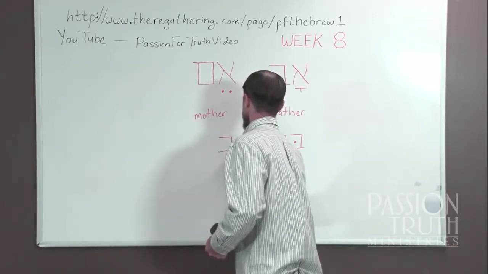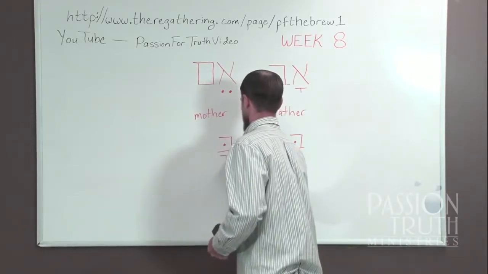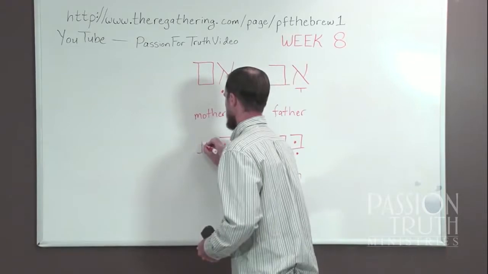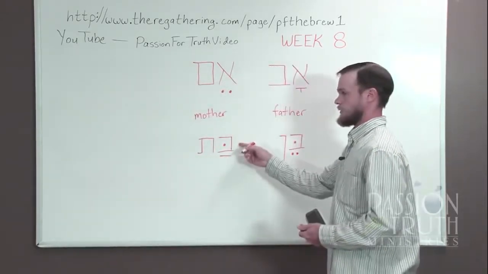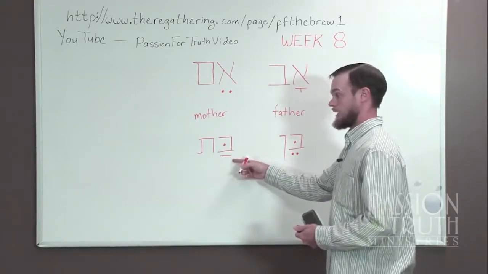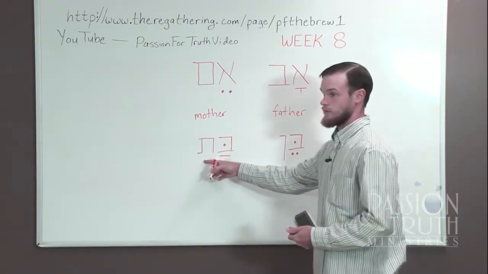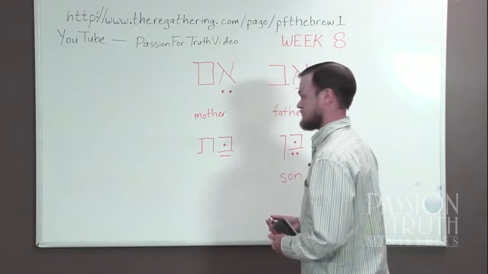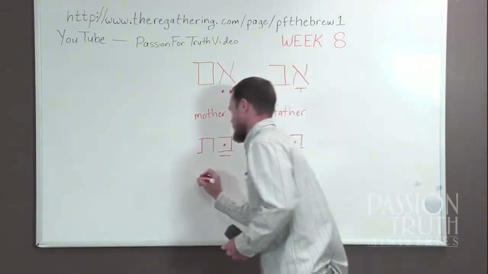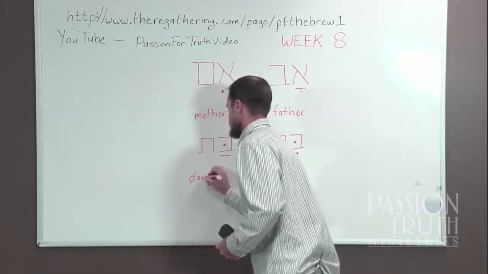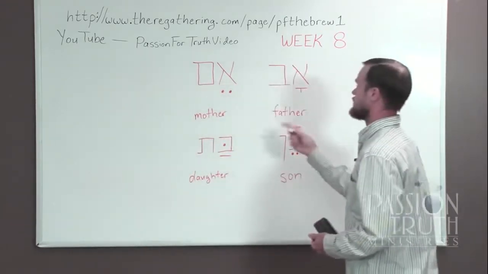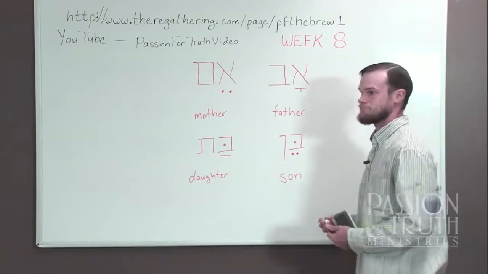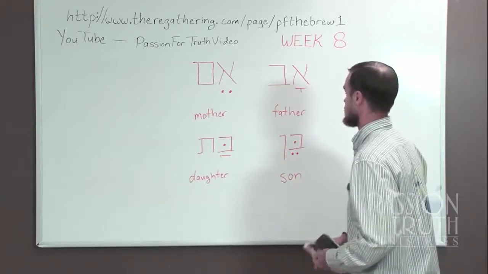A bait with a dagesh, the patach underneath, followed by a tav. We've got the b of the bait, the a of the patach, and the t of the tav, so that's bat, and bat is a daughter. So av, aim, bain, and bat: father, mother, son, and daughter.